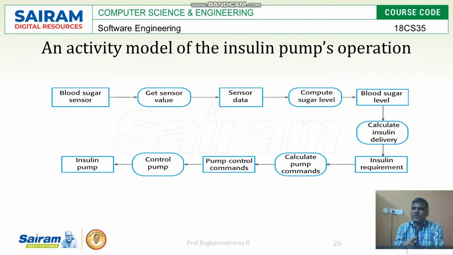What we are going to do in this, first, is check the sugar level. If the sugar level is low, we should give the insulin. If the sugar level is high, we should stop that instruction, that is, the insulin. So these two things are going to be given to the function.